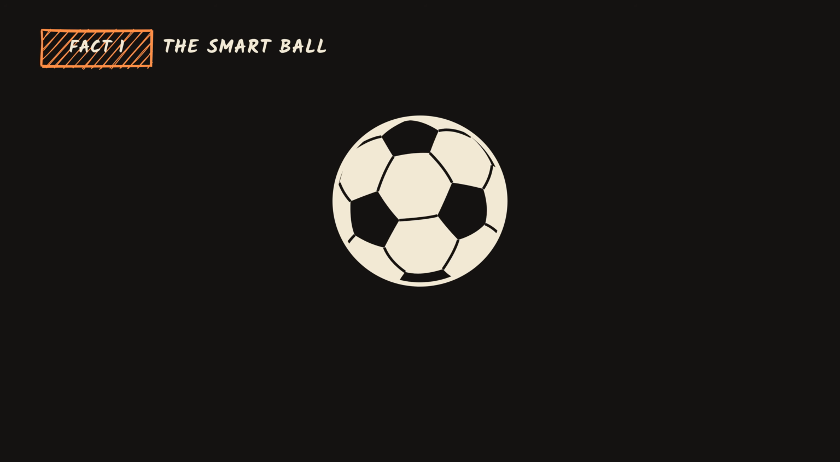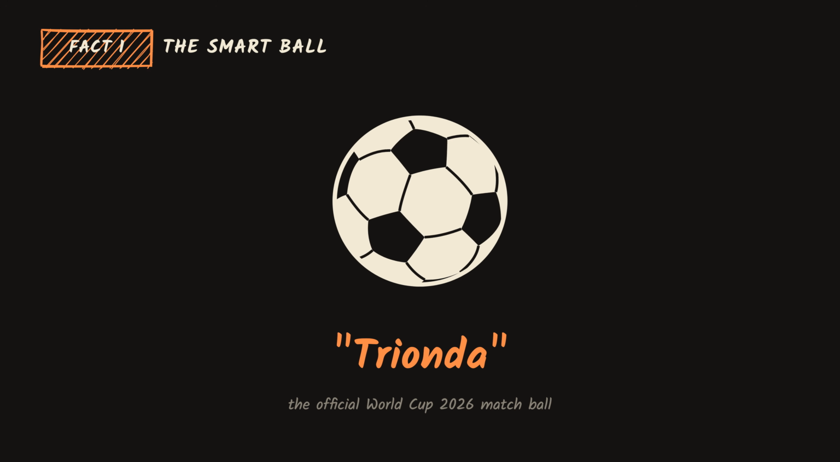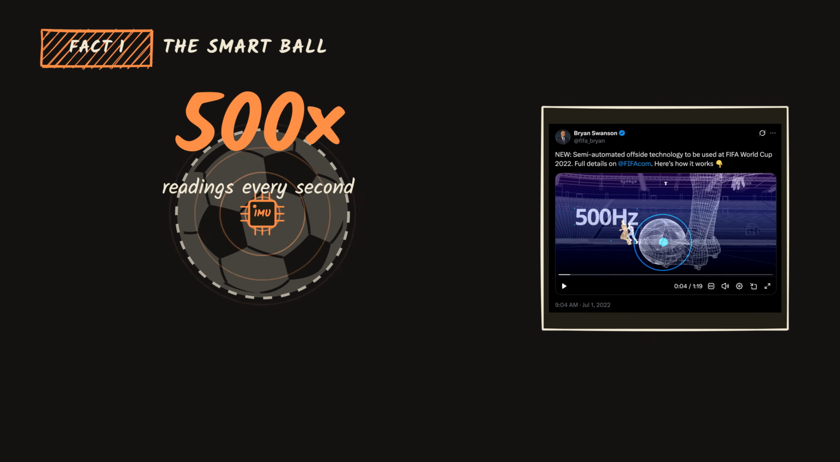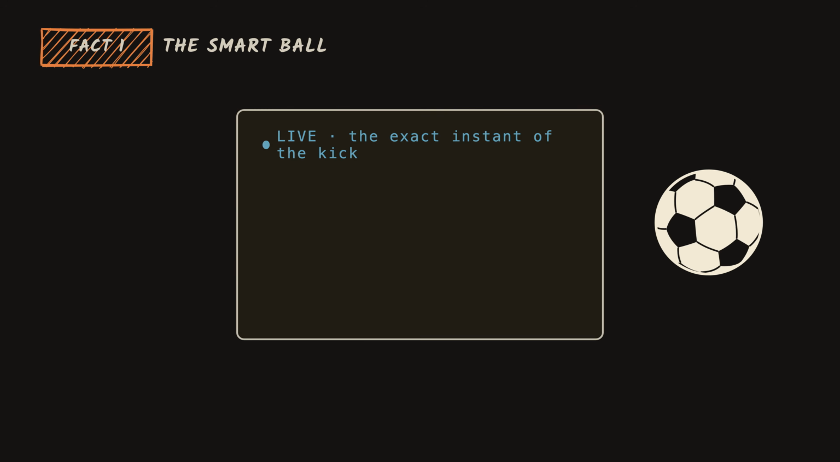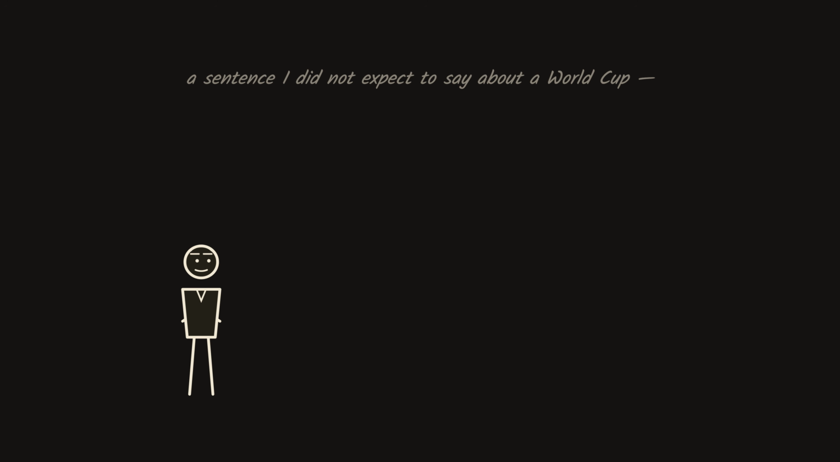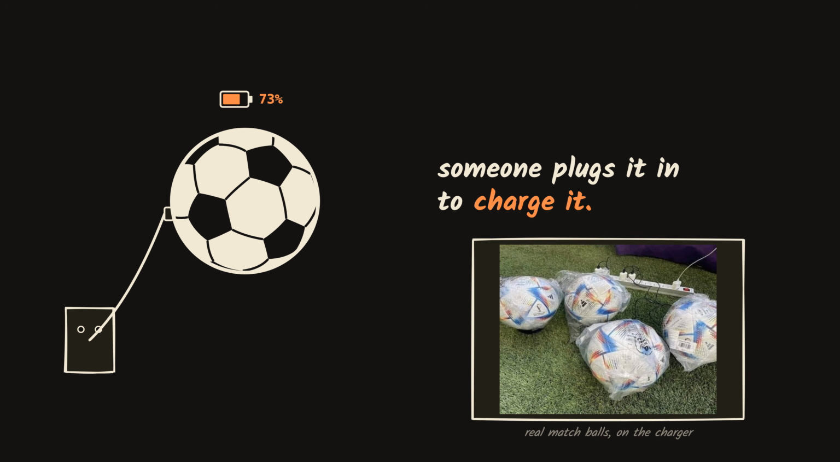The official match ball for this World Cup is called the Trionder. It has a tiny sensor chip inside, an inertial measurement unit. It fires 500 times a second, tracking acceleration and movement in 3 dimensions. The exact millisecond the ball is kicked, how fast it's going, what direction it's spinning, all of it live. Which means, and this is the sentence I didn't expect to say about a World Cup, before every match, someone plugs the ball in to charge it.